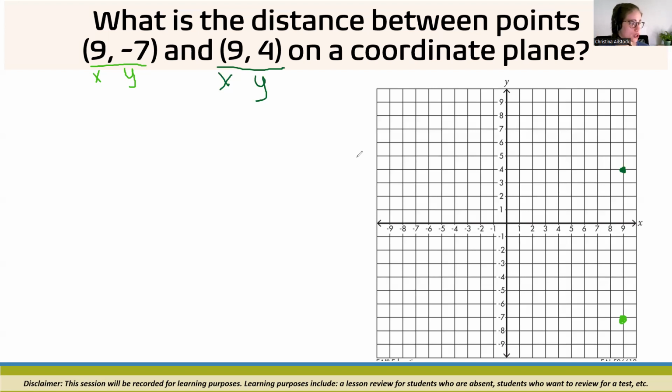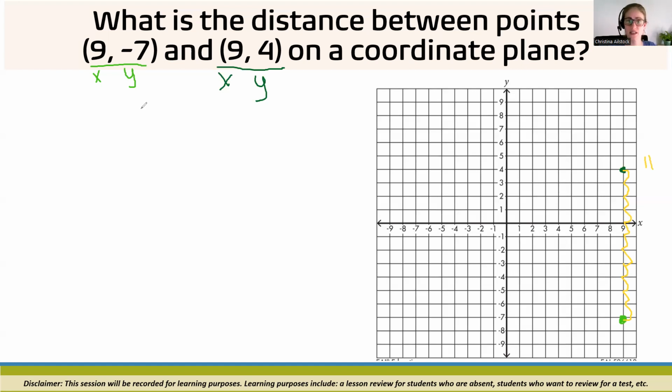If you have a graph, you can honestly simply just count. So we can see that they're 1, 2, 3, 4, 5, 6, 7, 8, 9, 10, 11 units away. So when I did this by graphing, they're 11 spaces away. That's the distance. But if you don't have a graph or you don't feel like drawing one, you can also do it algebraically, so just do it without the graph.